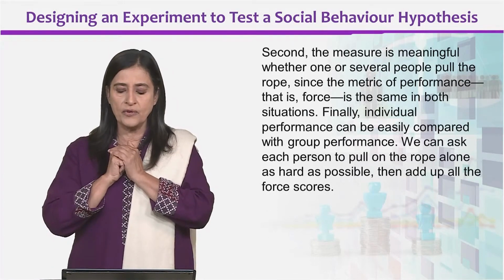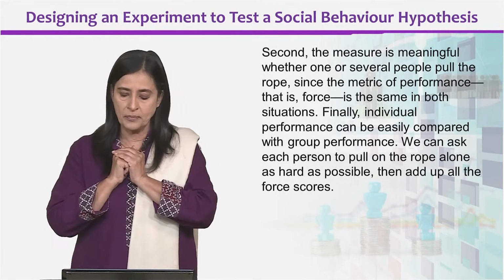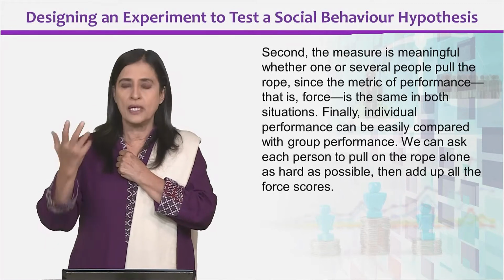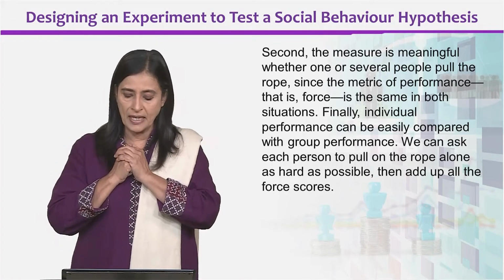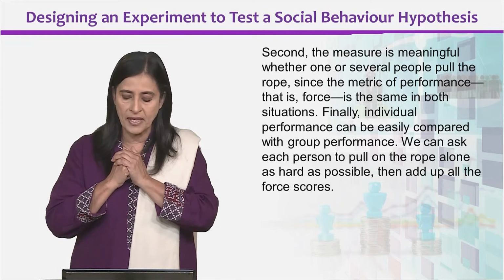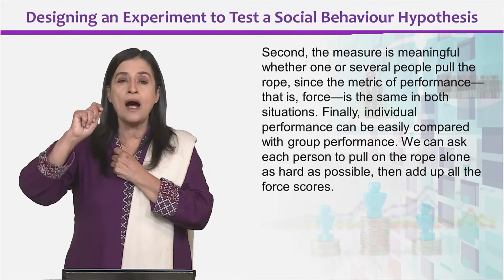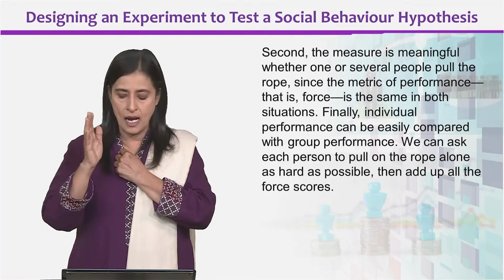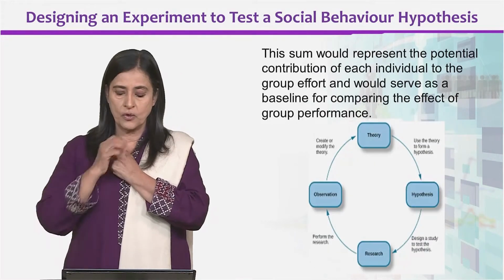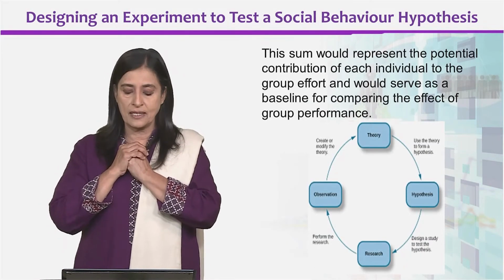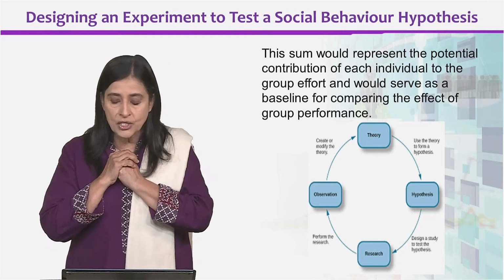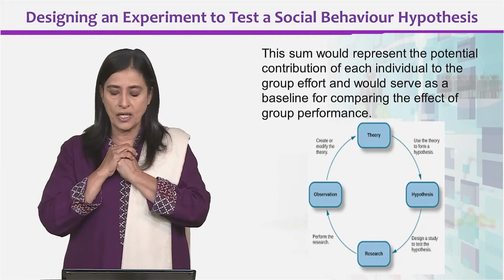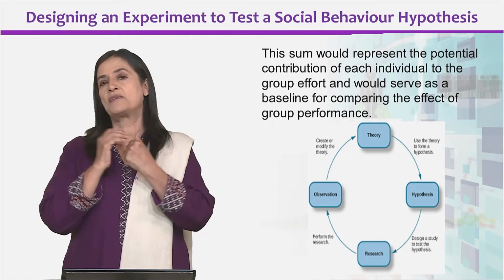Second, the measure is meaningful whether one or several people pull the rope, since the metric of performance, that is force, is the same in both situations. Finally, individual performance can easily be compared with group performance. We can ask each person to pull the rope alone as hard as possible, then add up all the force scores. This sum would represent the potential contribution of each individual to the group effort and would serve as a baseline for comparing the effect of group performance.